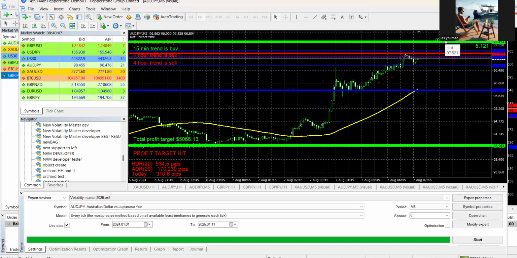The downside to using the limit orders is that if the market doesn't retrace, you miss out on the trade altogether.